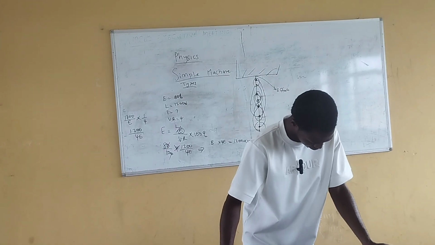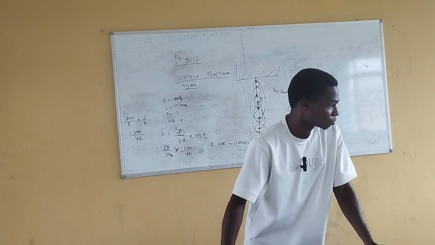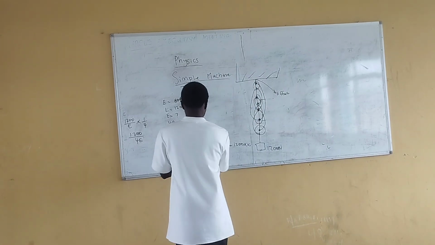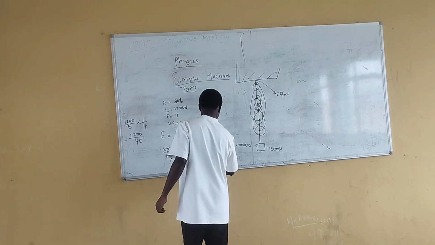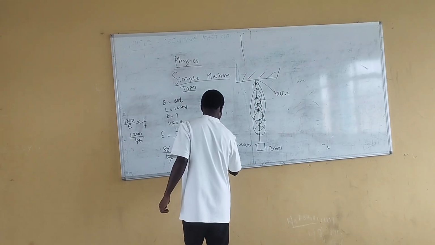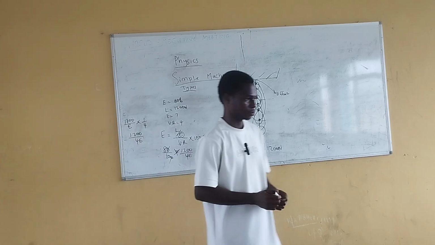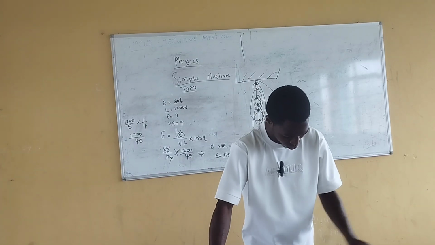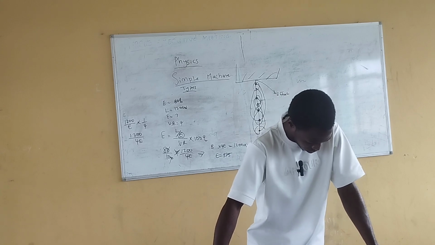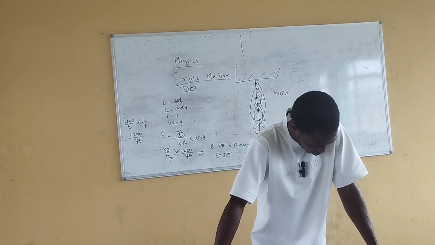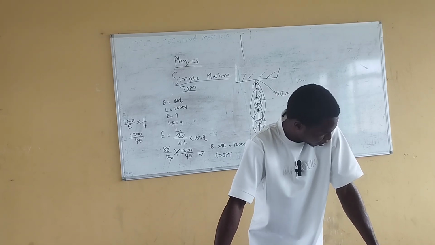What is your answer, Flourish? Say E is equal to 375. You have not finished. No, your answer is on the board already. You're wrong. Go, check again.